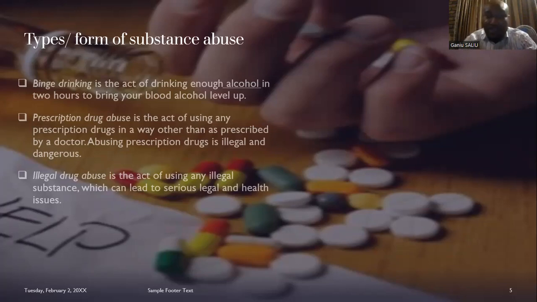It's very dangerous. So basically, we've got 3 forms of substance abuse: binge drinking, prescription drug abuse, and illegal drug abuse. Having said that, who would like to tell us again what substance abuse is? Umpo.